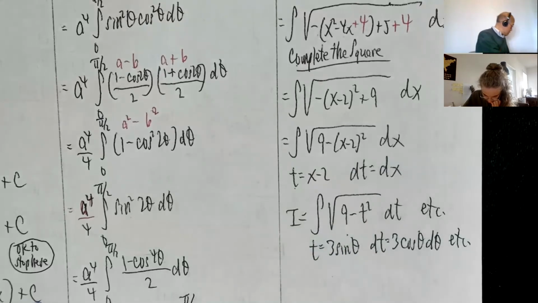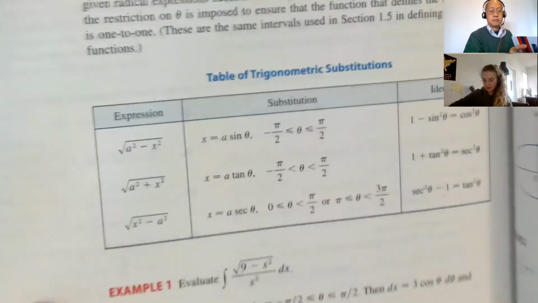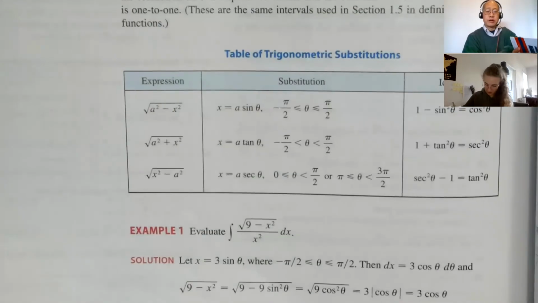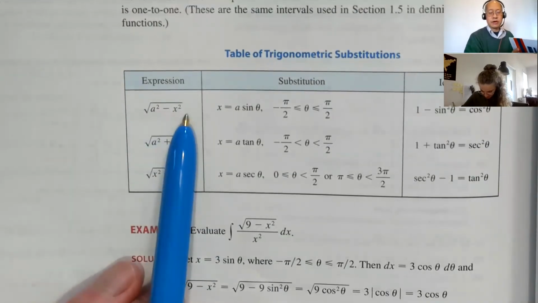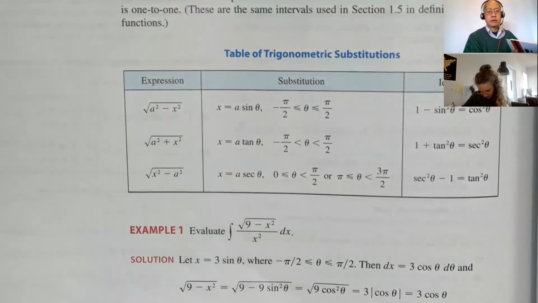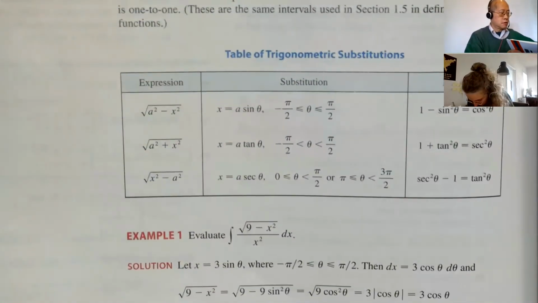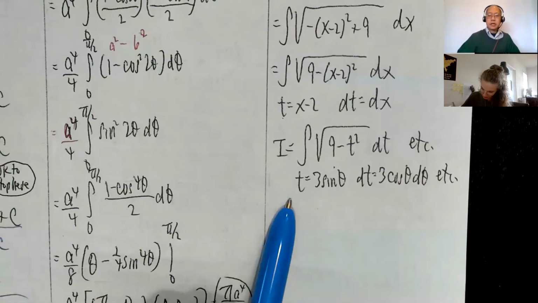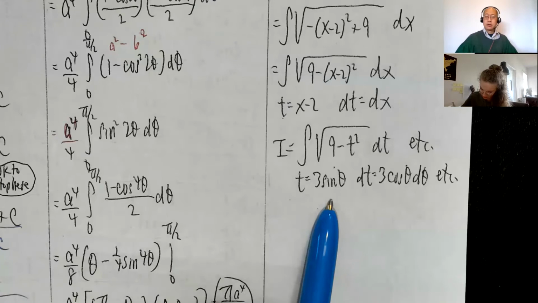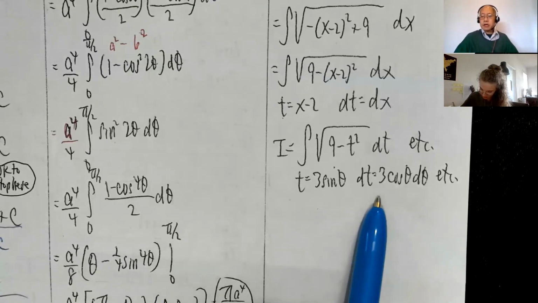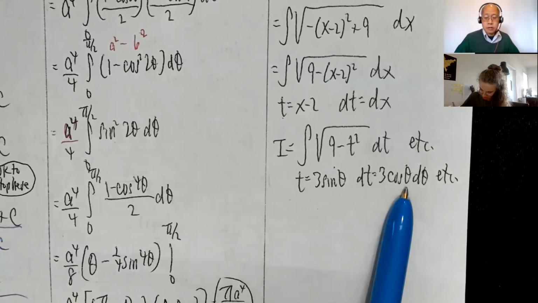9 minus t squared. That's the first one, 9 minus x squared, 9 minus t squared. So from here, t equals 3 sine theta, dt equals 3 cosine theta d theta, and then etc. You continue on with that one.